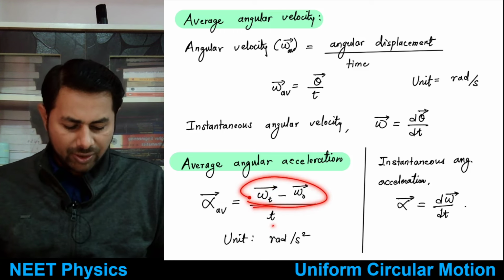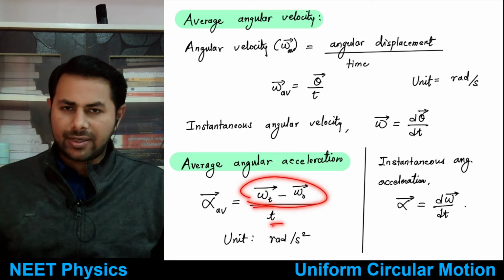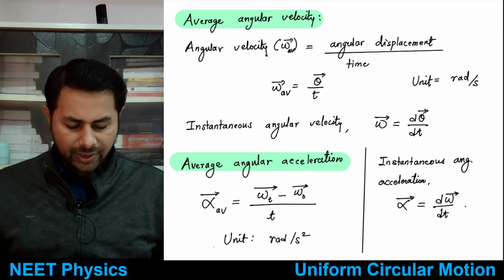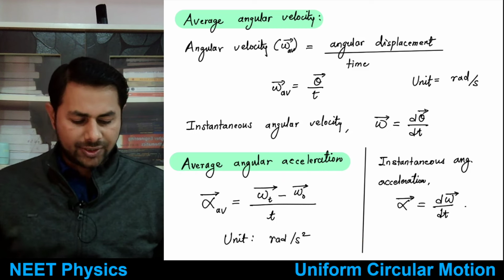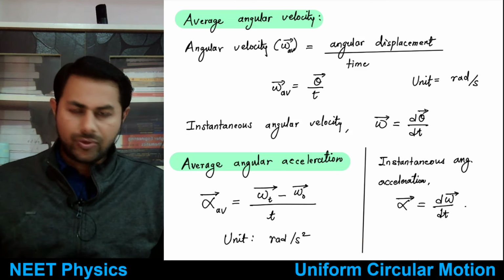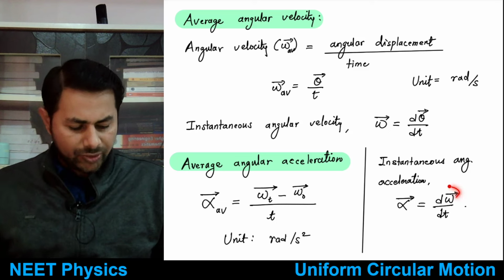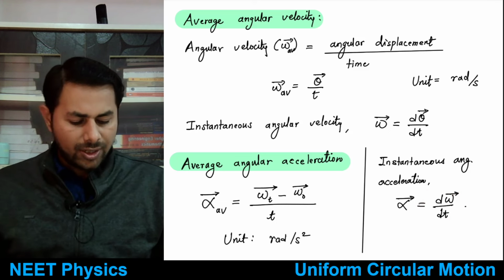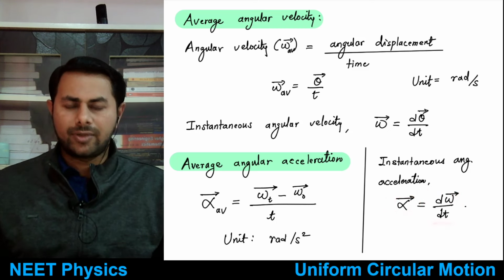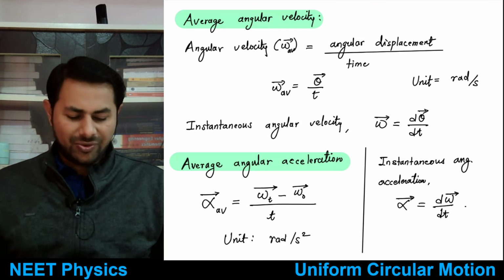So this is change in angular velocity divided by time, and the unit is radian per second square, just like linear acceleration has the unit of meter per second square, right? So this is average angular acceleration. And if you want an instantaneous value of any quantity, what do you take? You take a derivative, right? So alpha bar would be the derivative of omega bar with respect to time, d omega bar by dt. Now tell me what would be its direction.